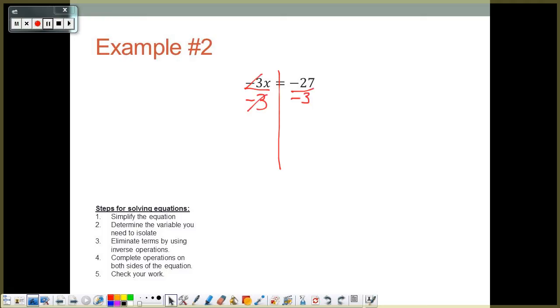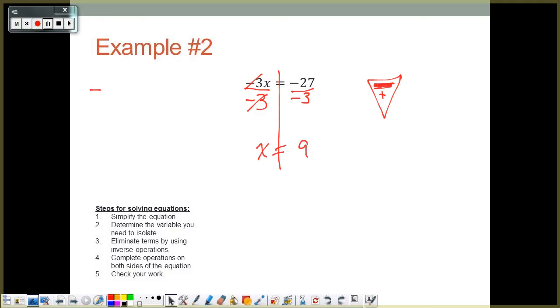My negative 3's are going to cancel out. I'm left with x. Negative 27, or 27 divided by 3 is 9. If I draw my little mic dude again, I have a negative and a negative, which leaves me with a positive. So my answer is positive 9.